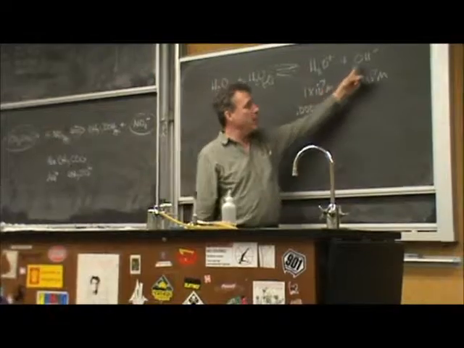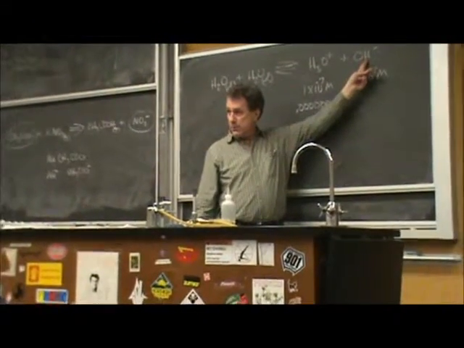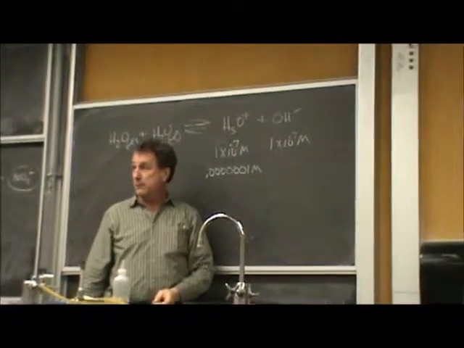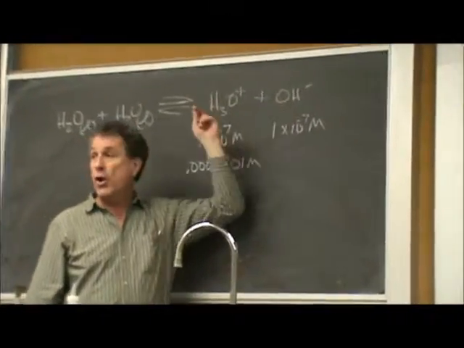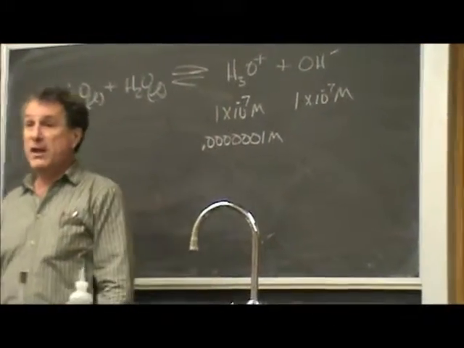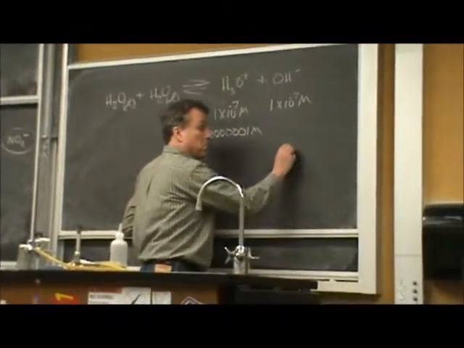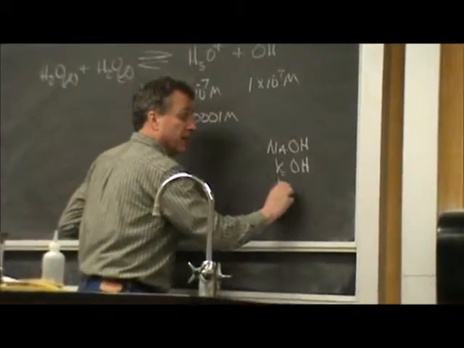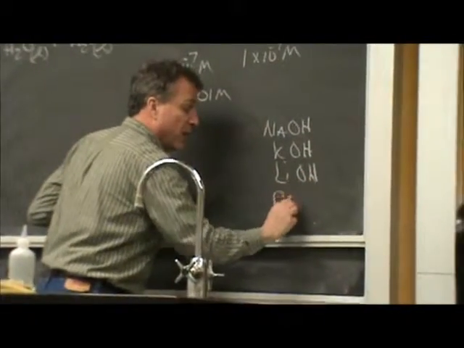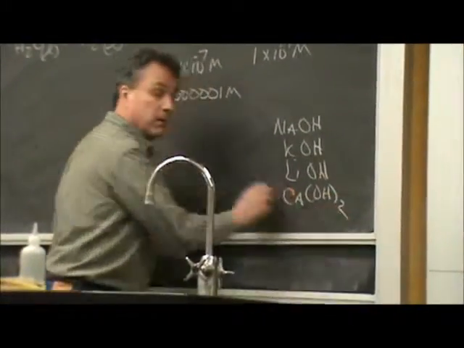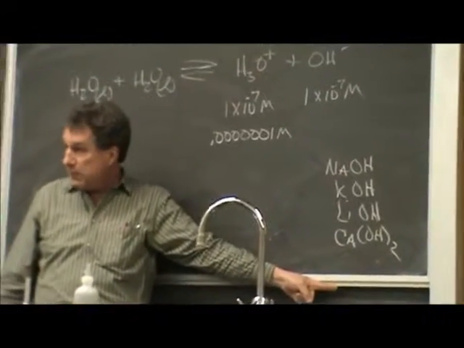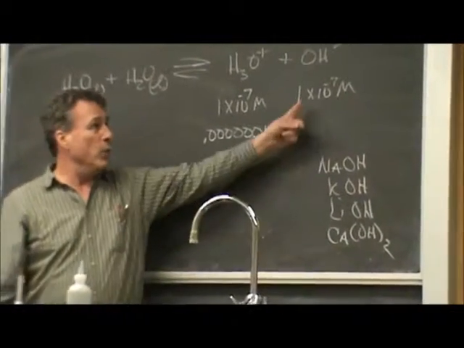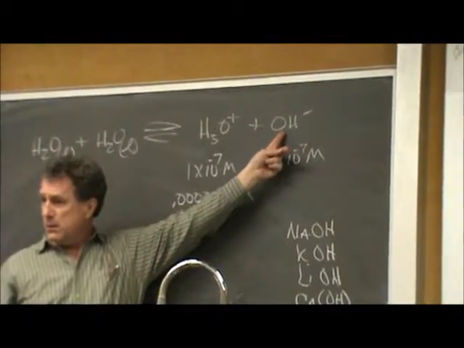If I were to add more of these, and how would I add more of these that were there already? What would I add to the water to increase the concentration of hydroxide ion? Sodium hydroxide. Sodium hydroxide, potassium hydroxide, lithium hydroxide, calcium hydroxide. Something that contained hydroxide ions. Yeah? If I dissolved one of these compounds in water, wouldn't the concentration of these increase?